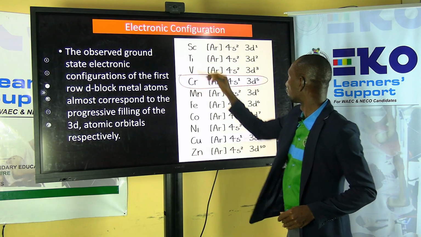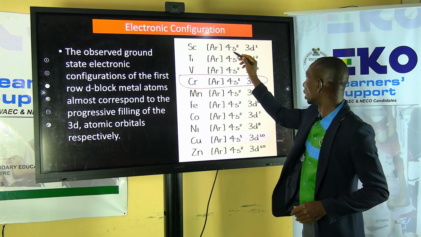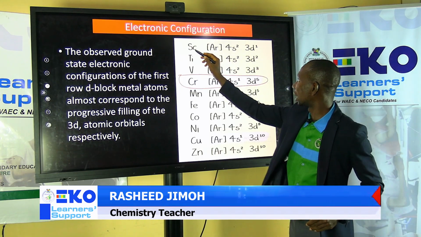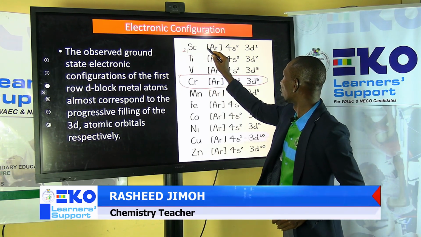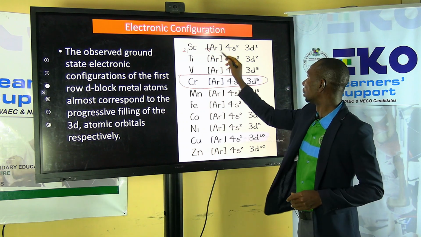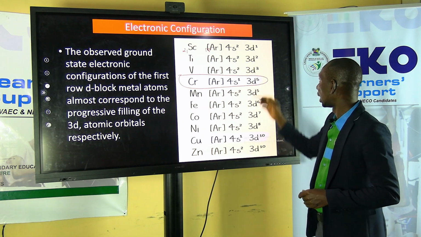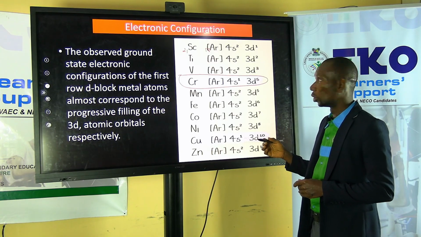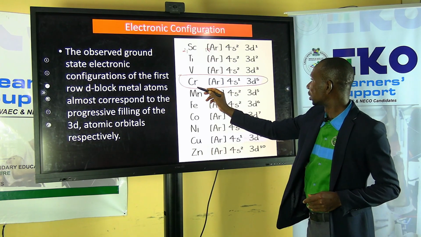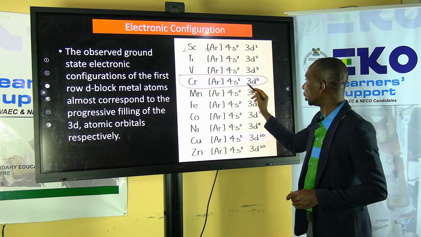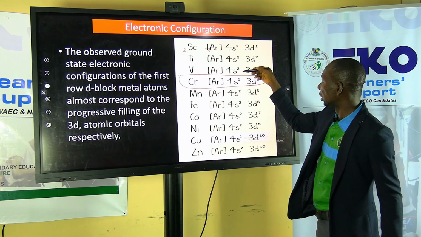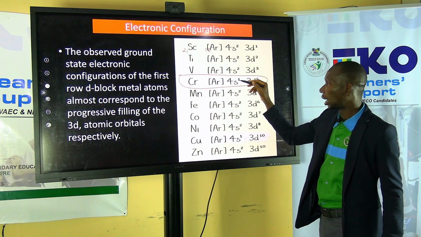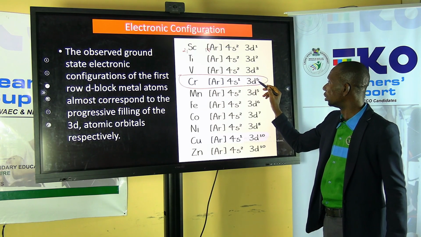You can see that from scandium we begin to fill the S2 and then D1. That's 21. Scandium is 21. So argon here is 18. So 18 plus 2 electrons, that is 20. And then the 21st electron goes into the D. That continues until you have an exception here for chromium. You can see that here the S orbital is partially filled, and then the other electron goes into what?